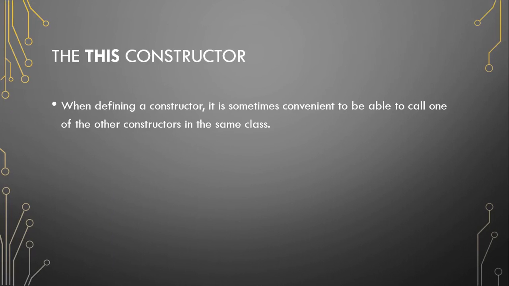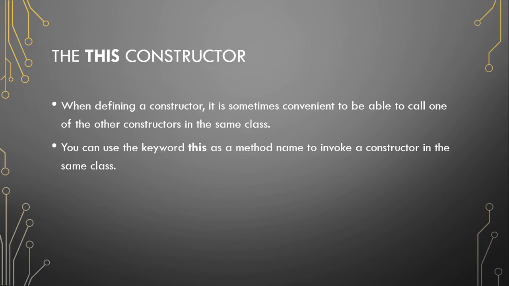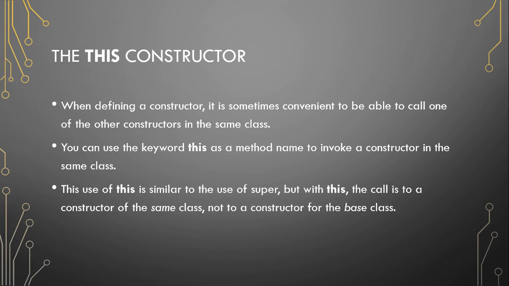So when defining a constructor, it is sometimes convenient to be able to call one of the other constructors in the same class. You can use the keyword this as a method name to invoke a constructor in the same class. The use of this is similar to the use of super, but with this, the call is to a constructor of the same class, not to a constructor of the base class. Remember when we talked about super, we were calling a constructor of the base class.